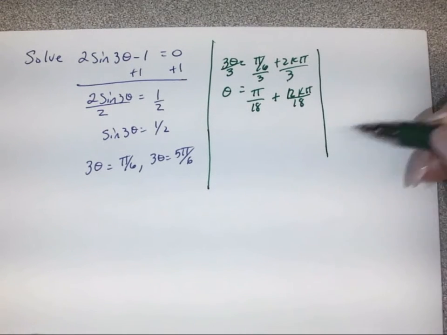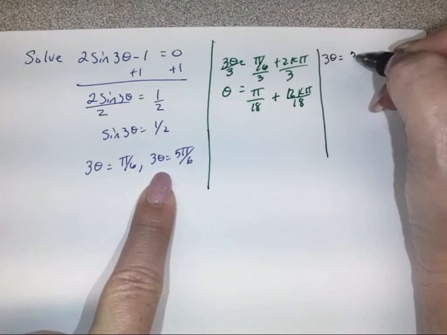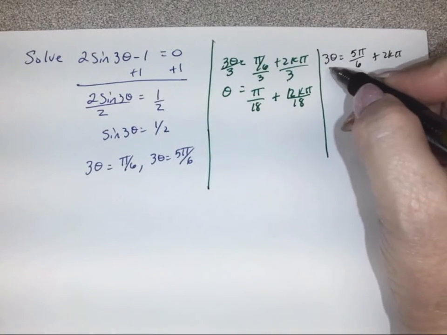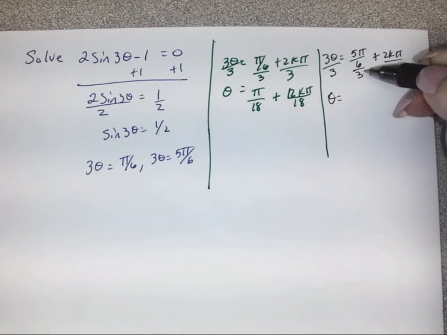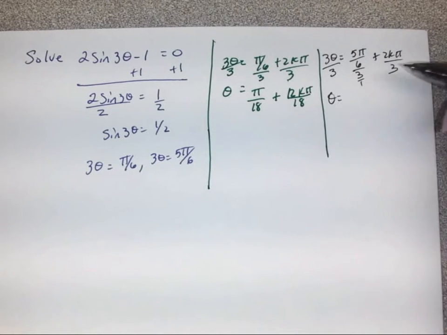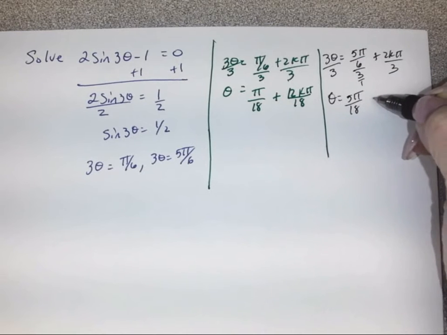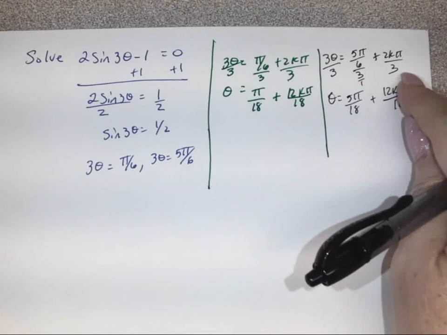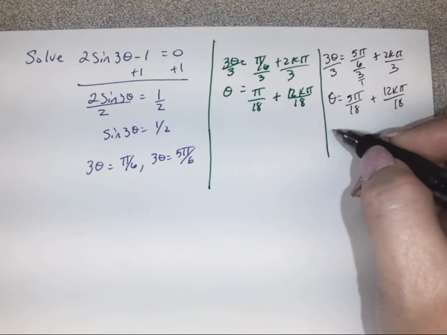The other solution we're going to find right here is that we have 3 theta is equal to 5 pi over 6 plus 2k pi. Again, we're going to have to divide everybody by 3. So theta, don't divide by the fraction of 3. You can look at that as 3 over 1. We multiply by 1/3, so we'll get 5 pi over 18 plus 2k pi over 3, which is still going to become 12k pi over 18, just like we did here. We're multiplying both the top and the bottom by 6. And of course, in all of these, k is any integer.